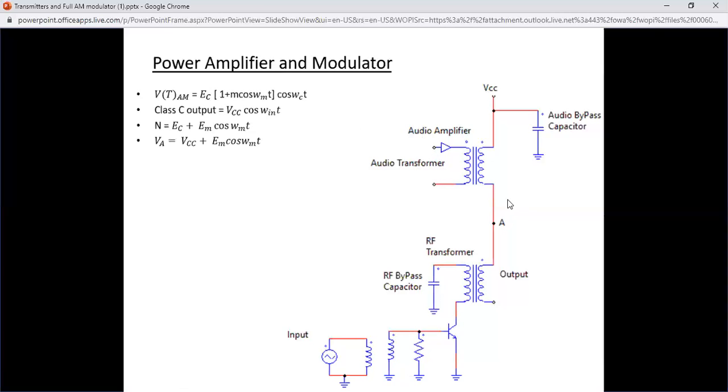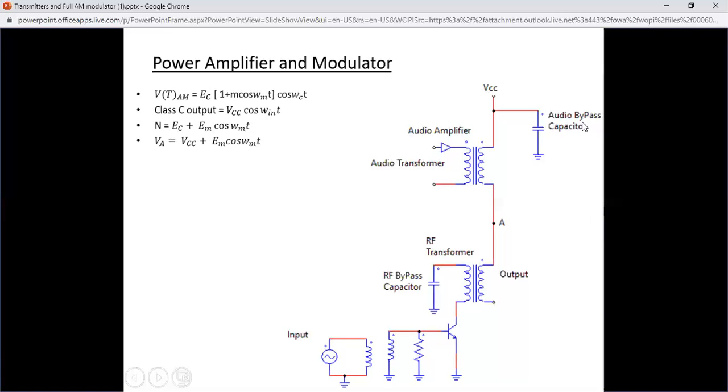Class C has only one transistor as shown here, which is biased in the cutoff region. The power dissipation of this device is very low because the time in which the device is activated depends on delta T, and for small delta T, the power dissipation decreases. So in this circuit, we have two types of capacitors.